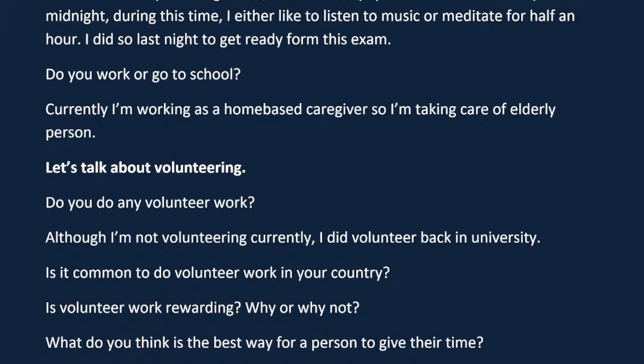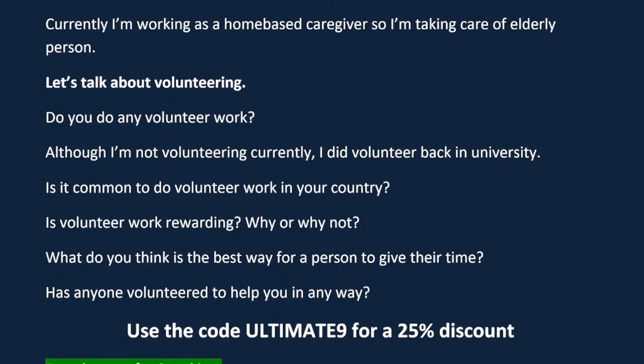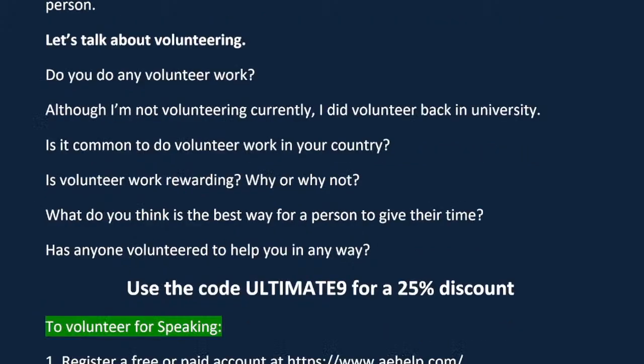Okay, so you can say, I haven't decided on my major yet. Just copy me. I haven't decided on my major yet. I haven't decided about my major yet. Perfect. All right, let me ask you a couple of speaking part 1 questions. Give me some nice full sentence answers, okay? So here we go. Let's talk about volunteering. Do you do any volunteer work?